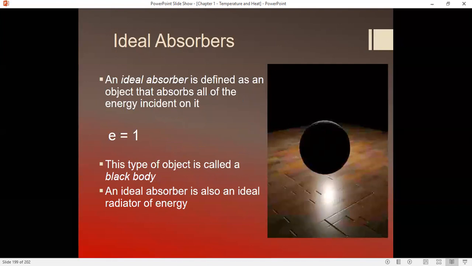So again, ideal absorbers would have an emissivity of 1. Nothing's perfectly black, but they came up with a very interesting coating that comes very close to a perfect black body. This would be something that absorbs energy very efficiently, but also radiates energy very efficiently.